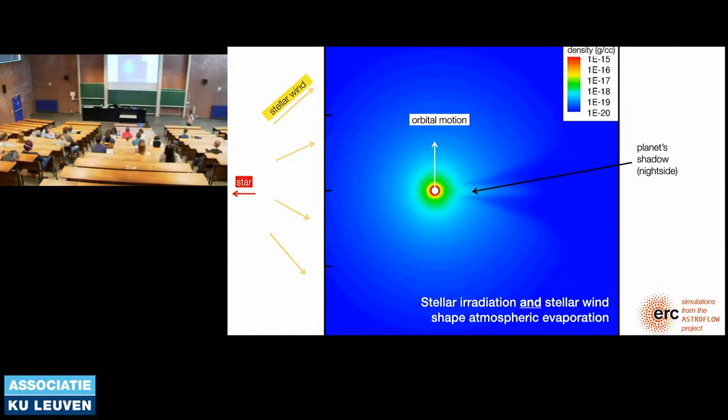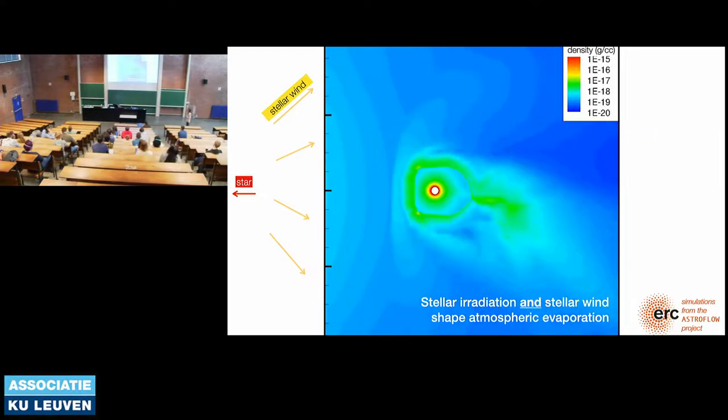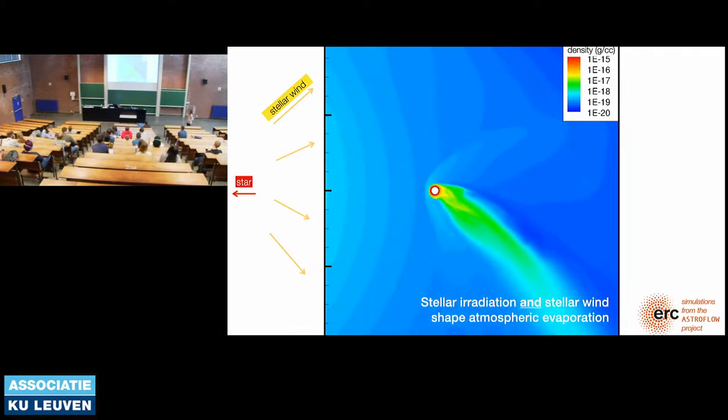So let me just illustrate what happens. So you have your planet here. This is the atmosphere as if there was no stellar wind occurring. So you can see that the night side of the planet has a shadow here. So the star is towards your left. The stellar wind is injected from the left as well. And the planet is orbiting upwards. So I'm going to play this movie, and you're going to see essentially what the stellar wind does to this atmosphere. So as the simulation evolves, you see that there are some distinct characteristics in the planet now.